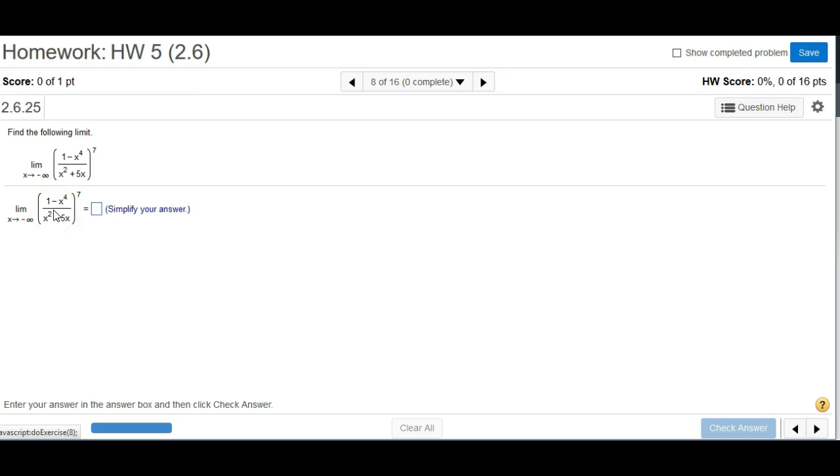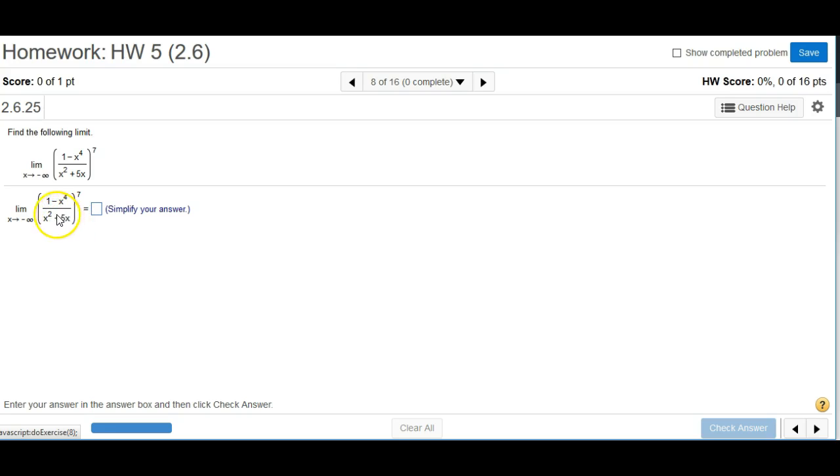As x goes to minus infinity, the limit of 1 divided by x to the fourth is 0, and minus x to the fourth over x to the fourth is minus 1. So we have minus 1 remaining in the numerator. In the denominator, x squared over x to the fourth is 1 over x squared, and as x goes to minus infinity, that goes to 0. And 5x over x to the fourth is 5 over x cubed, which also goes to 0. So I have minus 1 over 0. In other words, this does not exist.